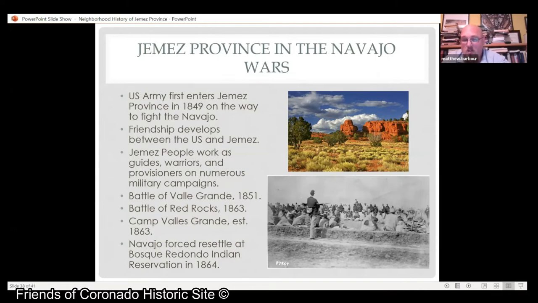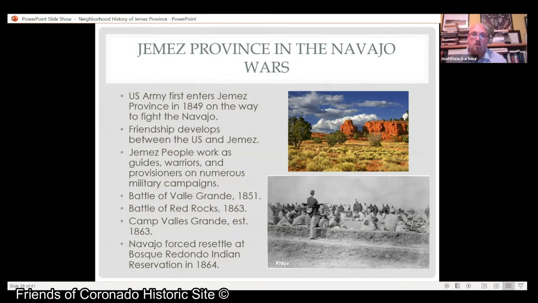And in fact, for a short period of time in 1863, the U.S. Army actually has a camp, a military post up in the Valles Caldera, the Valles Grande. And eventually, the Jemez and the U.S. Army, working together, work on forcing the Navajo to resettle at Bosque Redondo Indian Reservation in 1864. The Jemez actually contributed quite a bit, not only in terms of provisions, but in scouts and warriors to the war effort against the Navajo.